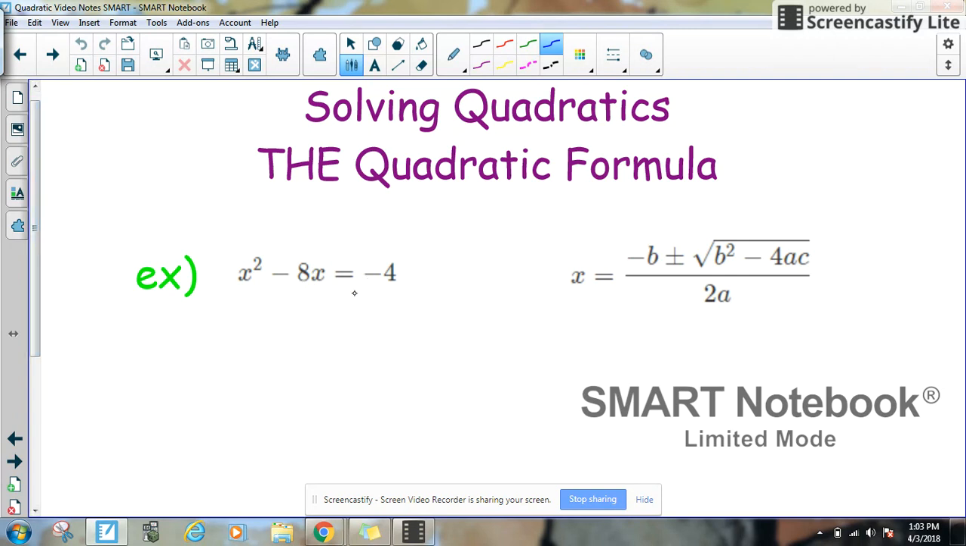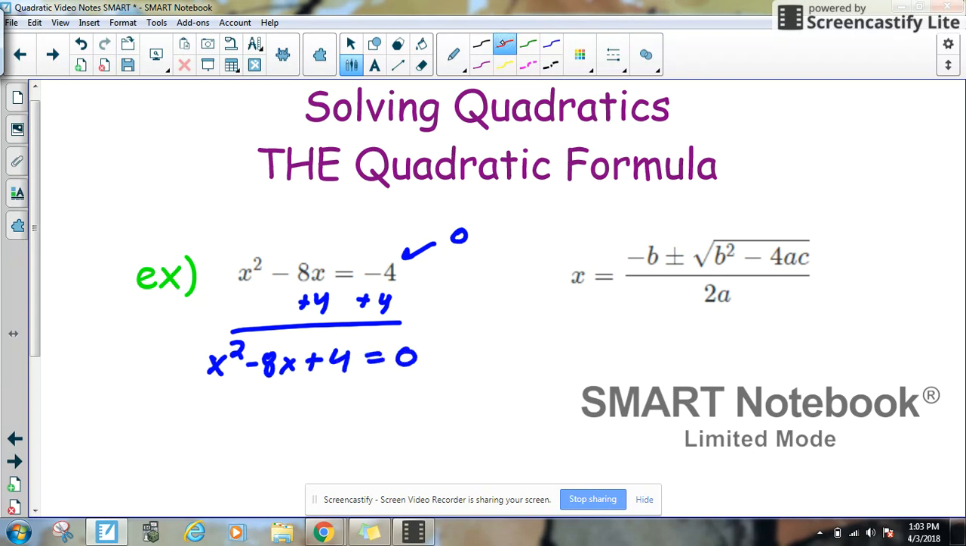And the first thing you're going to realize about this example is it's not set equal to 0. There should be a 0 here. So the first thing you should do is move that 4 over to the other side. So x squared minus 8x plus 4 equals 0. Okay? Now that we've done that, let's do our ABCs.